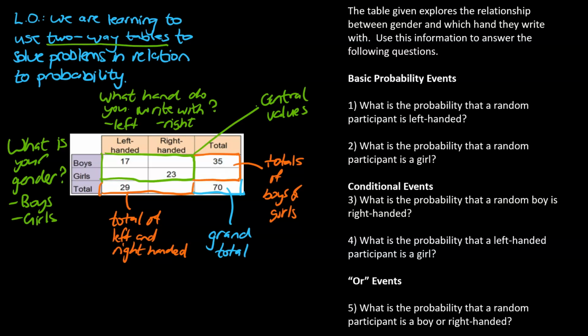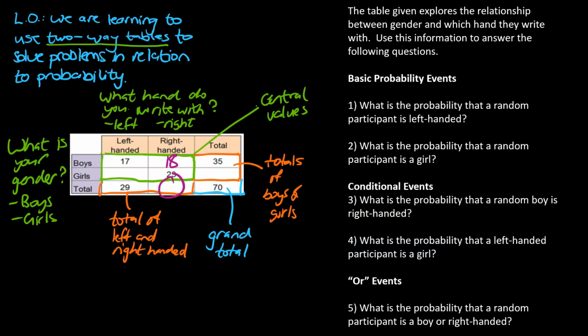Okay, so for the first box here that I'm looking at, I know that this number plus this number should equal 35. So if I go 35 minus 17, that gets me to 18 right-handed people.